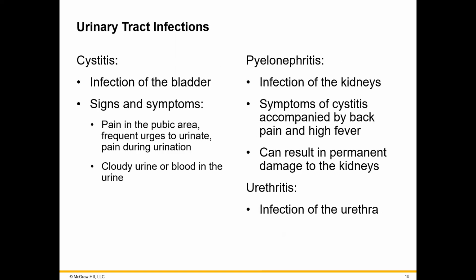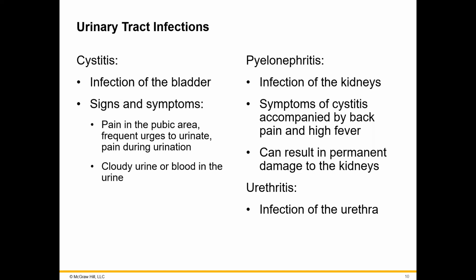So different terms for our urinary tract infections, if we're just talking about the urinary tract, starting with urethritis. Urethritis is the infection and inflammation of the urethra. Cystitis, we have the inflammation of the bladder due to infection, leading to pain in the pubic area, frequent urge to urinate, and then pain during urination, even inability to evacuate completely. And we might have cloudy or smelly urine, even blood in the urine as a result of a bladder infection.